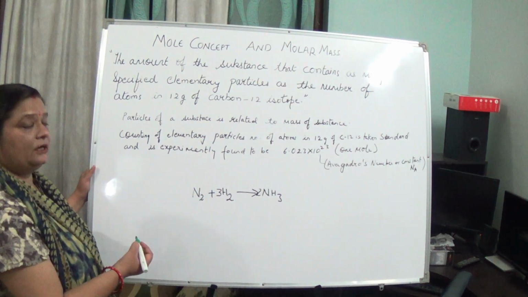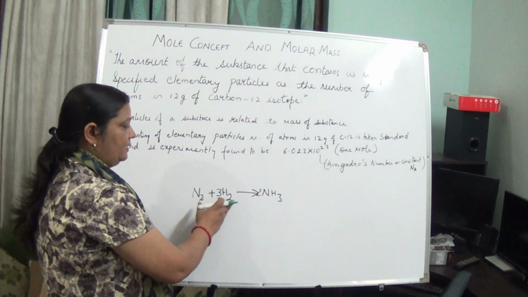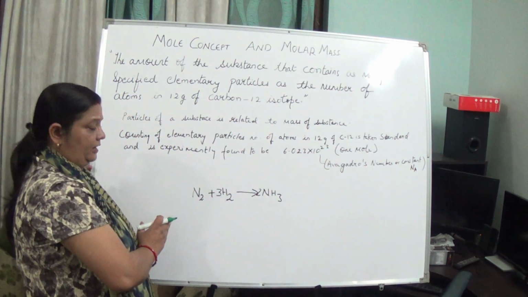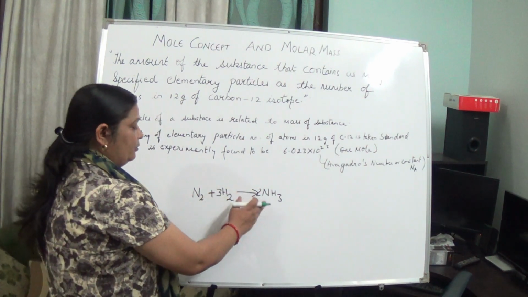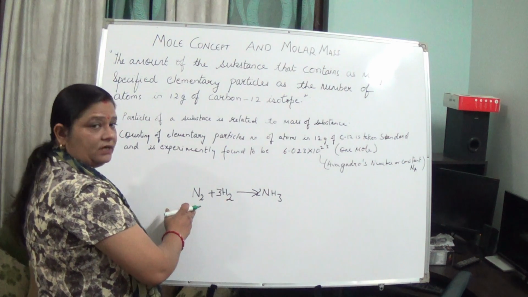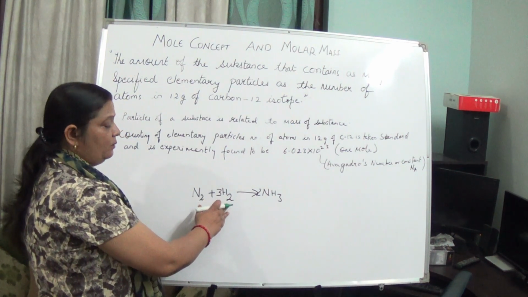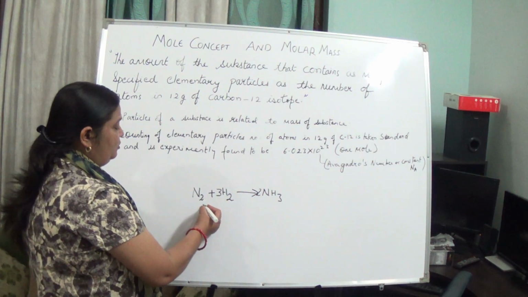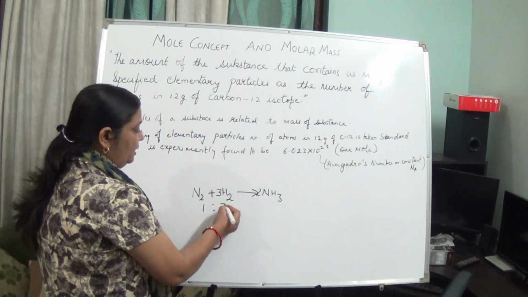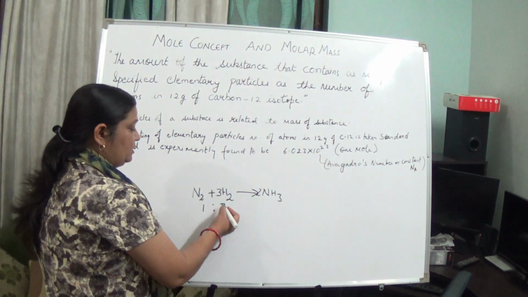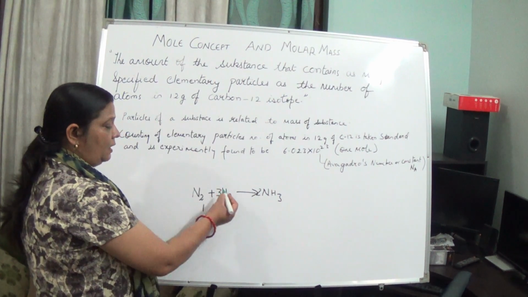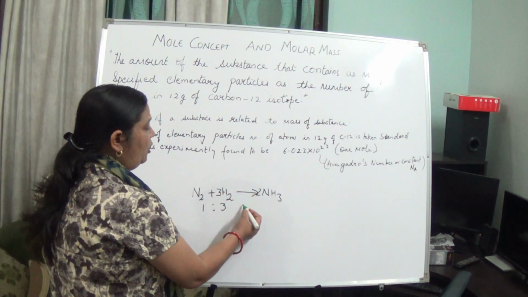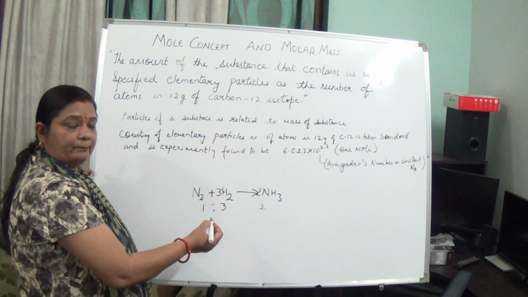Here you will see there are different elements, nitrogen and hydrogen, combining to form ammonia. How much nitrogen is required, and how much hydrogen is required in order to form ammonia? There is a ratio between them, 1:3. Combines with means 1 part of nitrogen and 3 parts of hydrogen, or 1 molecule of nitrogen and 3 molecules of hydrogen are required to form 2 molecules of ammonia.